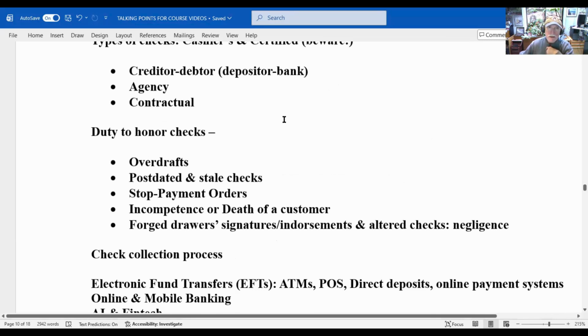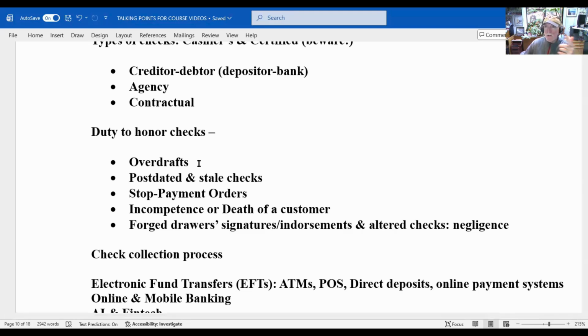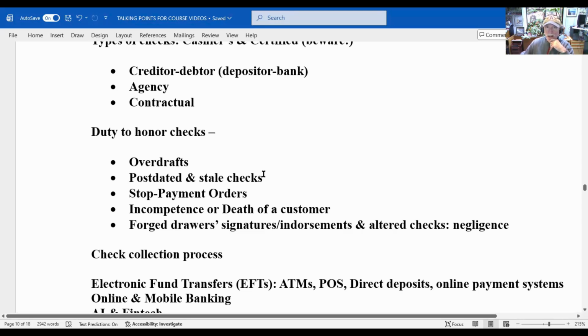Now, based on that relationship, you have different things that can occur. Overdraft is where the borrower writes a check and doesn't have that much money in the account. Banks can go ahead and provide that money, and they can charge you what's called overdraft fees. There are some limits on that. Post-dated checks, it's really up to the bank. A lot of times you see situations where a check is over 90 days old. The bank can still accept that if they want to.